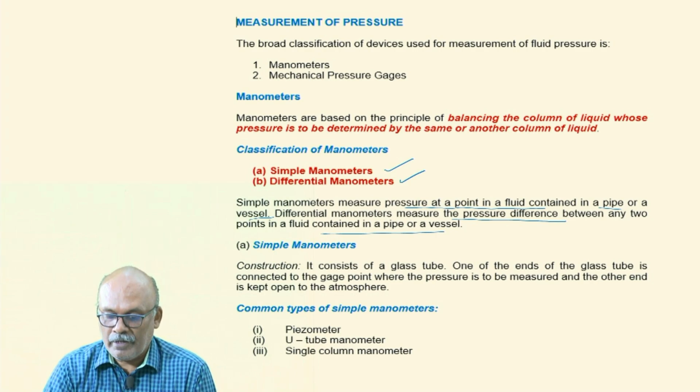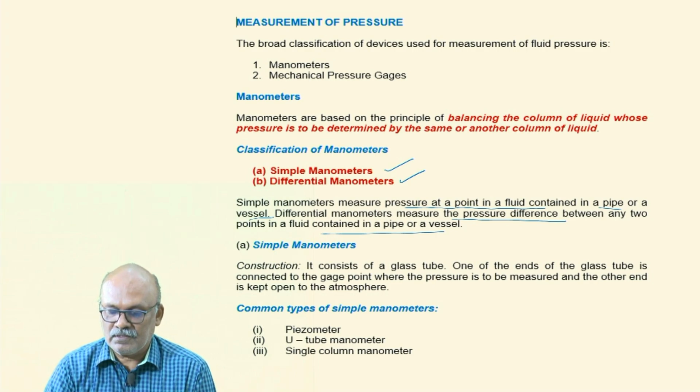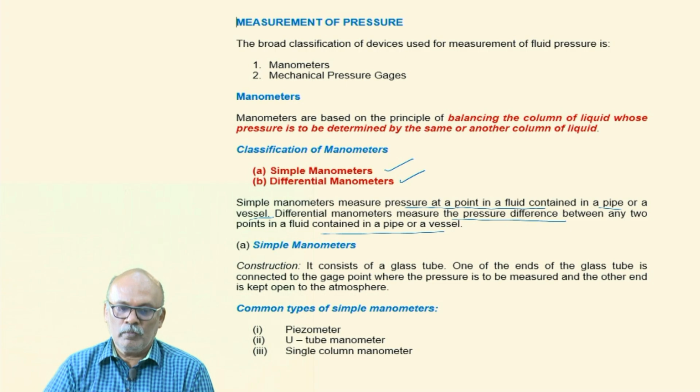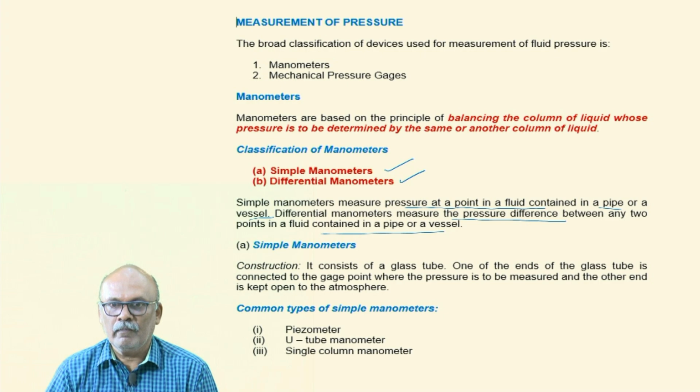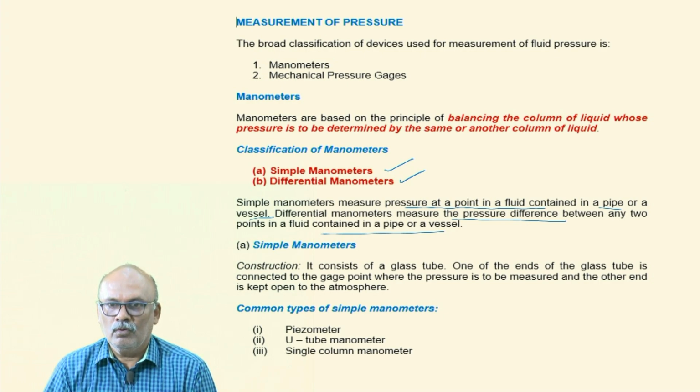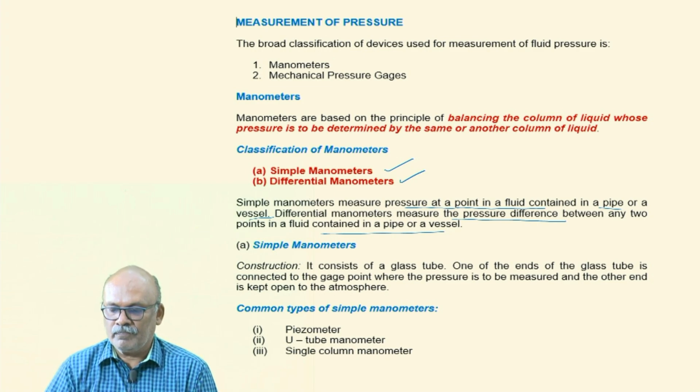discuss the simple manometers. So let us talk about the construction of simple manometers in general. It consists of a glass tube. The diameter of the glass tube must be such that there is no effect of capillarity, that is, it should have some minimum diameter in order to avoid the effect of capillary rise or capillary fall, whatever it is.